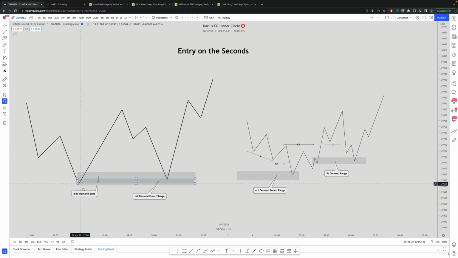So the same kind of thing: M15 demand zone, price is breaking your structure. We expect price to come back to it, and we refine it down to a M1 demand zone or range, and then we go for a nice long. We would like to see price giving us a bit of inducement, breaking structure to the downside first, and then creating, of course, the same kind of thing, bullish swing structure. We would like to see price returning to it, for instance, at this 5-second demand range.